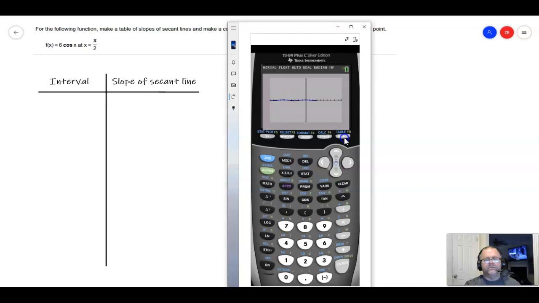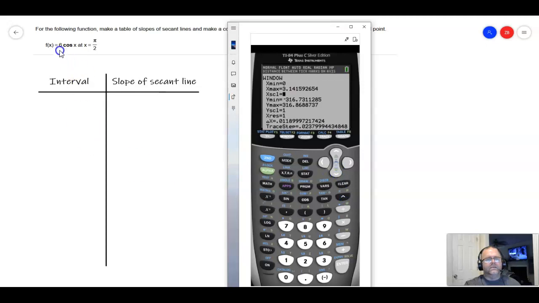Let's take a look at the graph there, see if we can really see it right now. And I can't see too much yet, so let's go ahead and mess with the window a little bit. So what I'm going to do is I want to center around pi over 2. So let's go from 0 to pi, because pi over 2 is right in the middle of that.